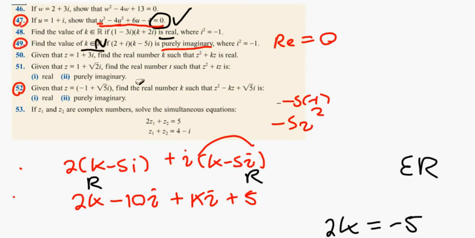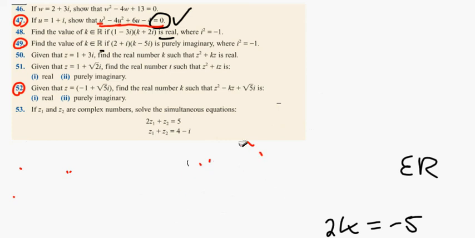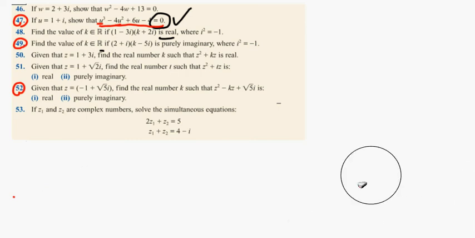So what we're going to do next is we're going to be looking at question 52. Okay, so question 52. Given that z equals minus 2 plus root 5i, find the real number k such that z squared minus k times z plus root 5i is real or purely imaginary.